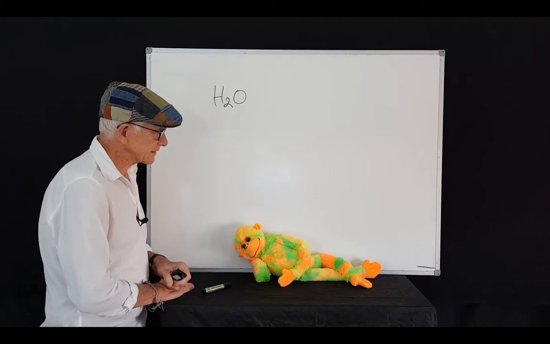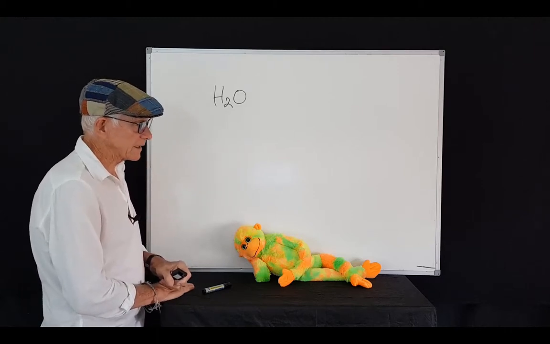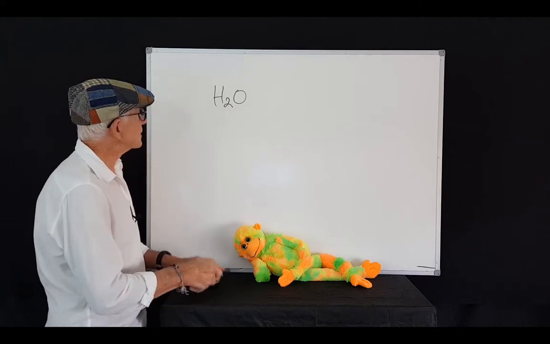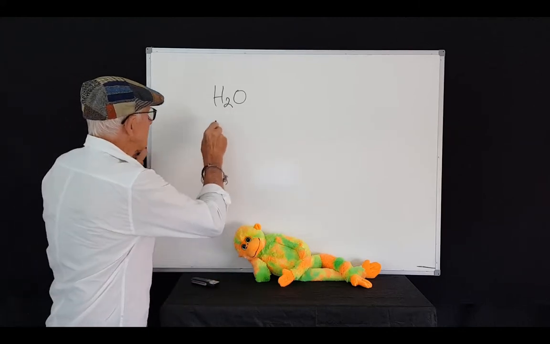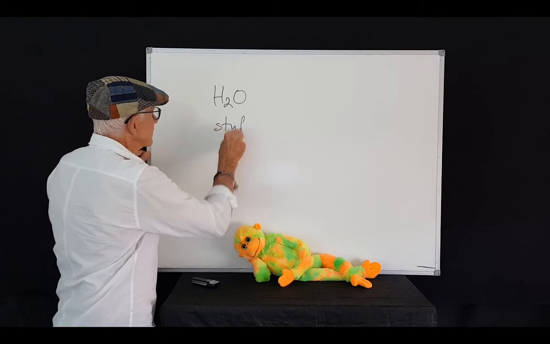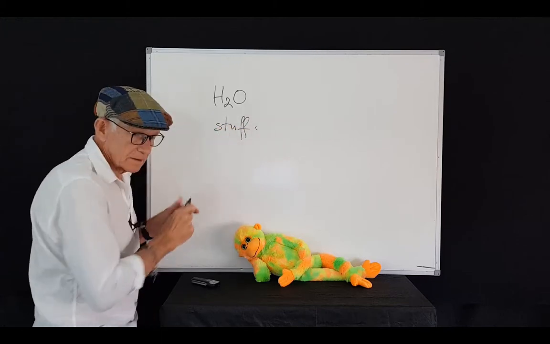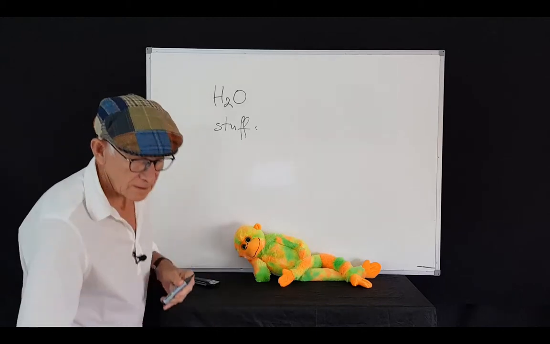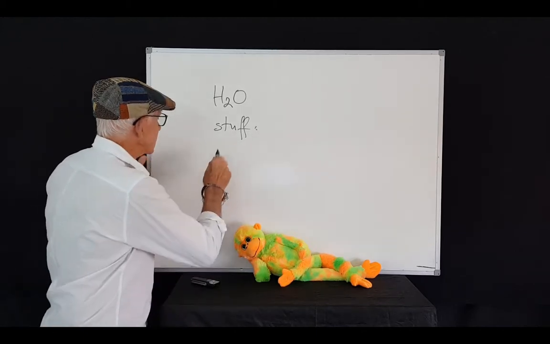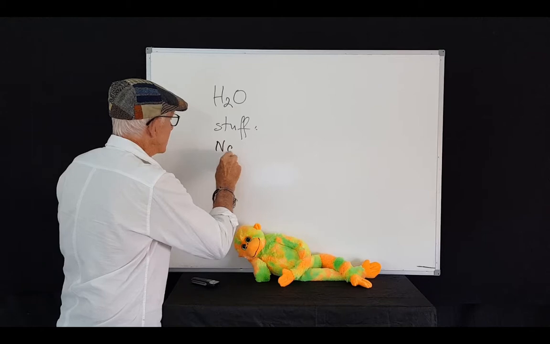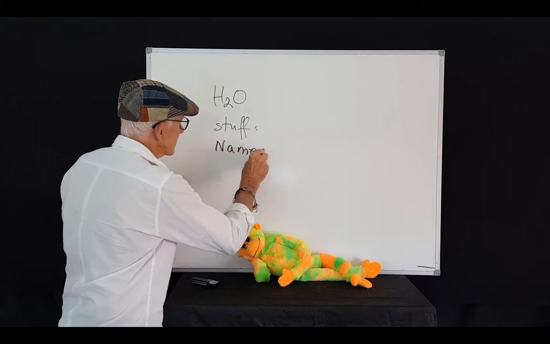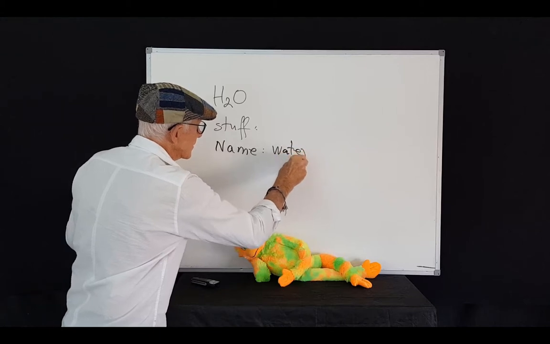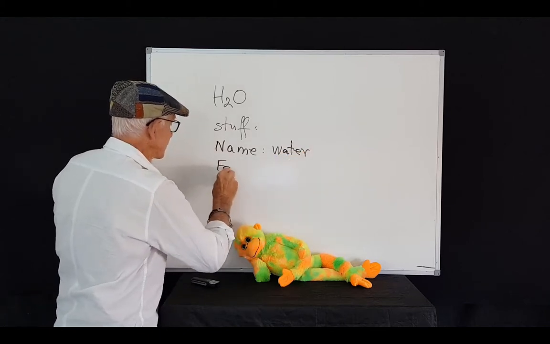It is indeed, it's black ink, and the black ink is being used to write a chemical formula. Let's just get this right. There's the stuff. Here it is. There's the name. What's its name? Water. And there's its chemical formula.